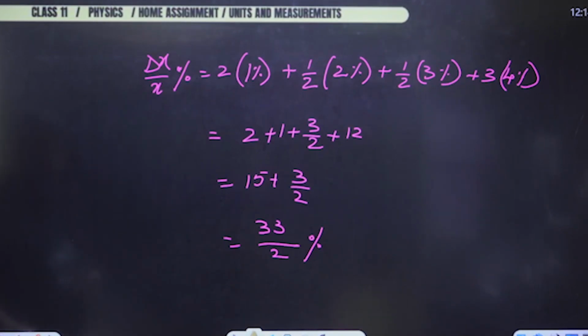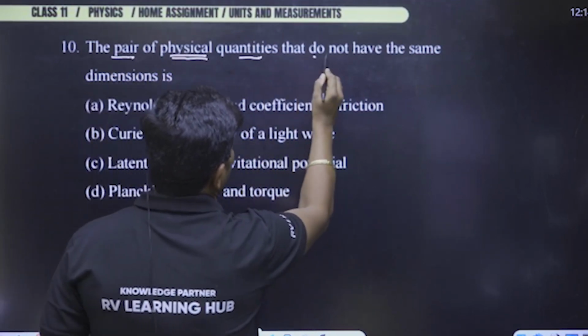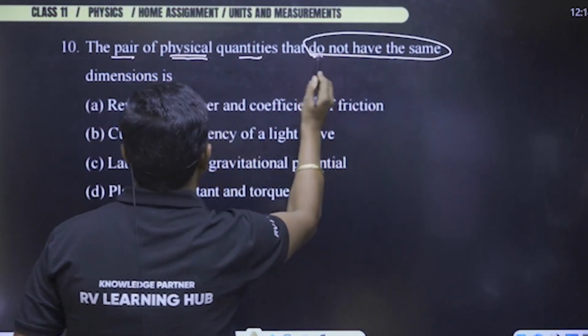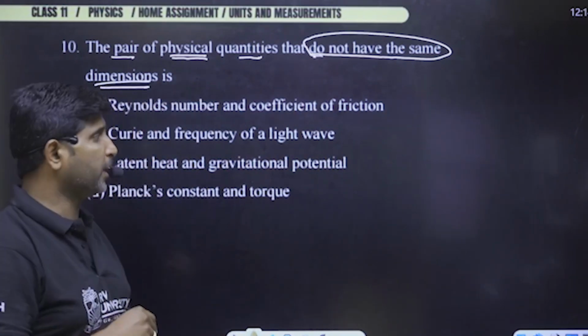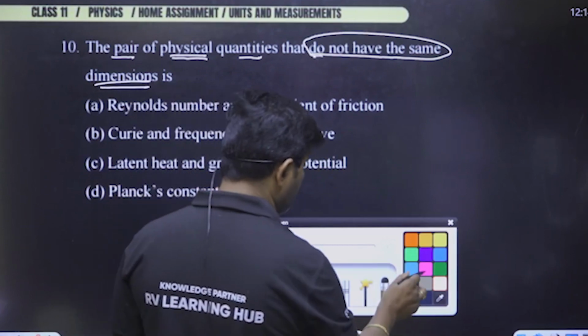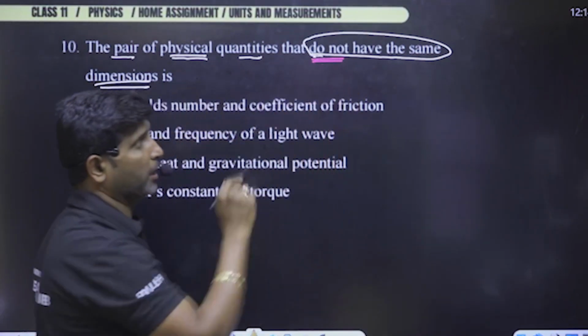What they are saying to us. The pair of physical quantities that do not have the same dimensions. So one thing we should be very clear: do not have the same dimensions. Underline this, do not have the same dimensions.